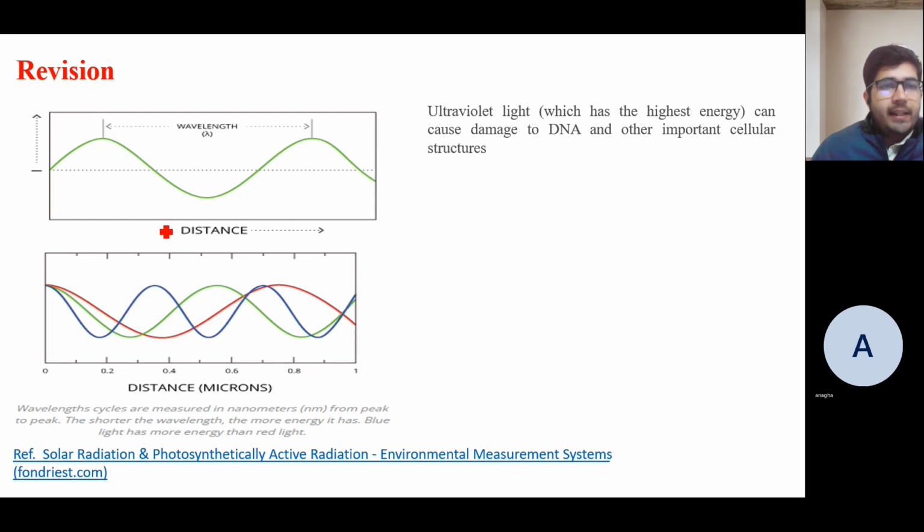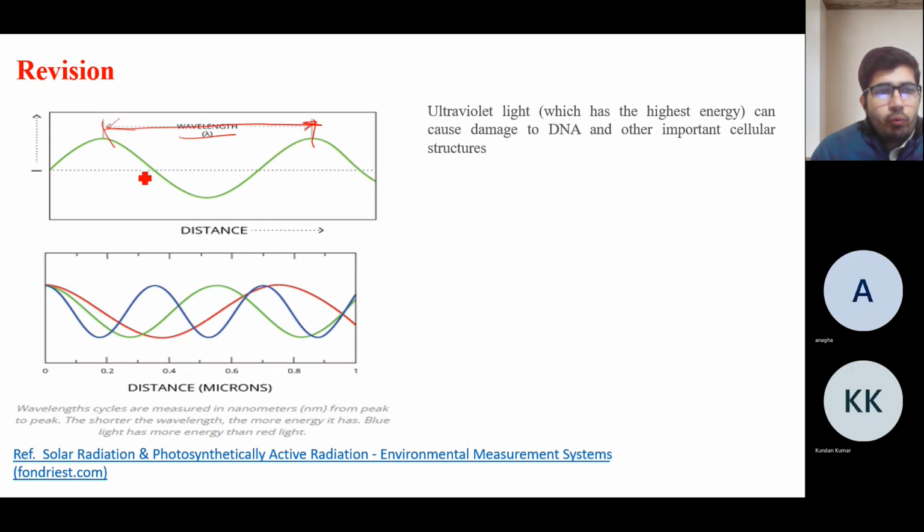So these are the two diagrams. We know that energy is coming in waveforms. We measure the wavelength, the distance between two peaks of the wave. These are the two peaks of a particular wave, so the distance between these two peaks will measure the wavelength.